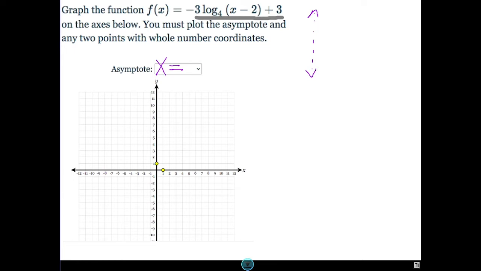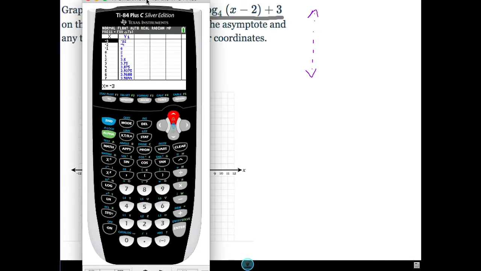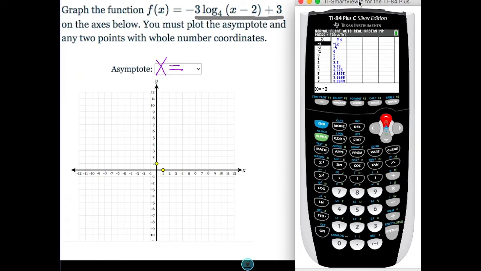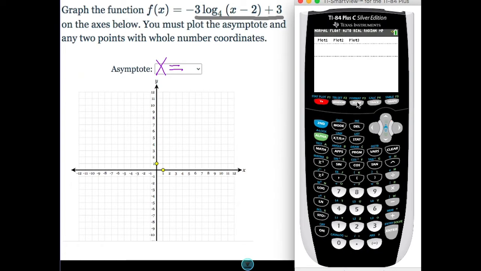Okay, let's grab our calculator again. Let's clear out. Let's go to the y equals. Let's clear this window out. And so let's just go -3. And then we're going to go log base 4. So we don't want to just use the log button here because that's the common log. That's base 10. Instead, find the other bases underneath math.